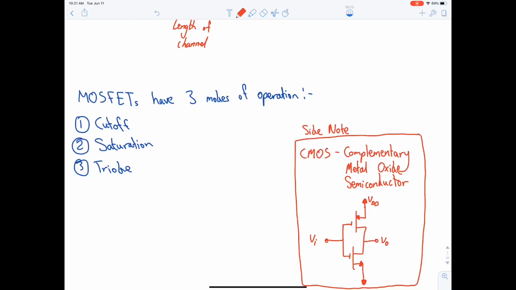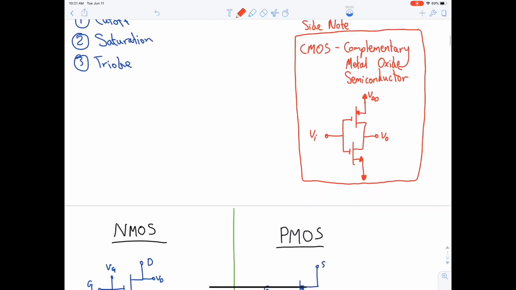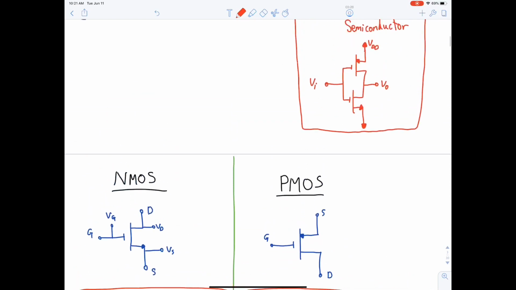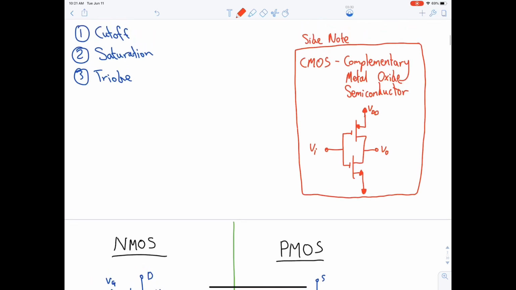Okay. As with BJTs, MOSFETs have three modes of operation: the cutoff, saturation, and the triode. In BJTs, we used to call it active. Here we have triode. Now, as in BJTs we have NPN and PNP, here we have NMOS and PMOS, negative and positive. And there's another type called CMOS, complementary metal oxide semiconductor, and this is the design.